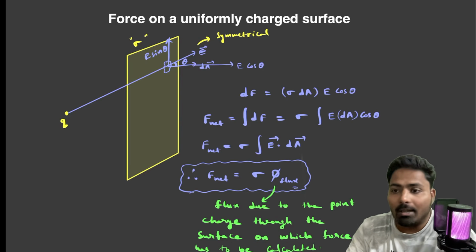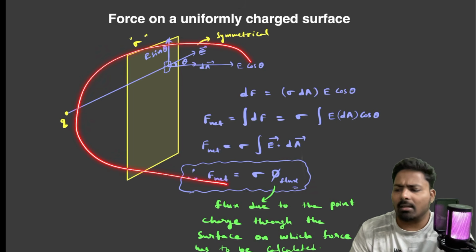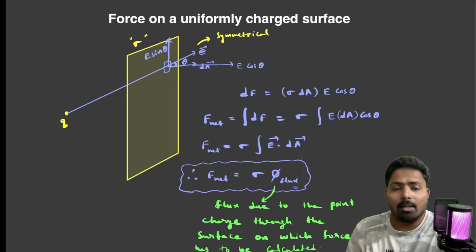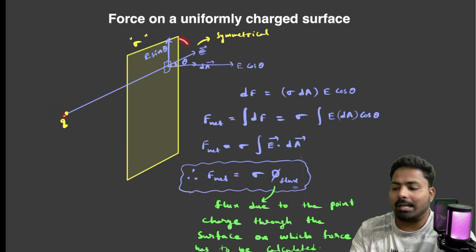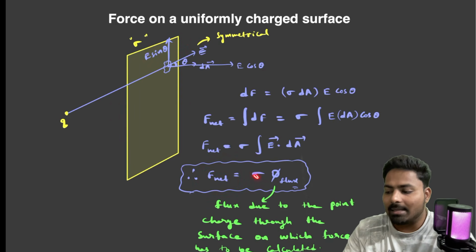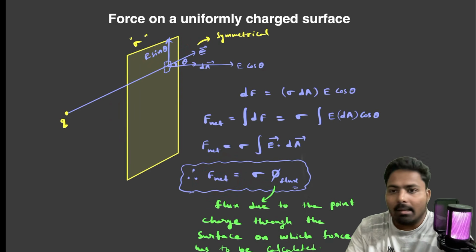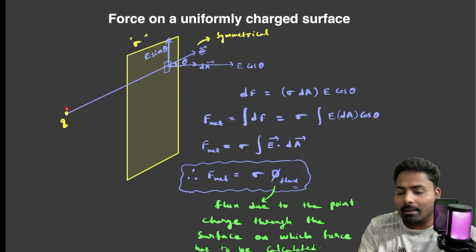So this is the formula that we have derived. You can consider this as a very good concept which will be helpful in solving very good problems that are based on electrostatics. So what is the final result that we have derived? The net force due to this point charge on the surface is nothing but sigma multiplied by the flux due to the other charge.